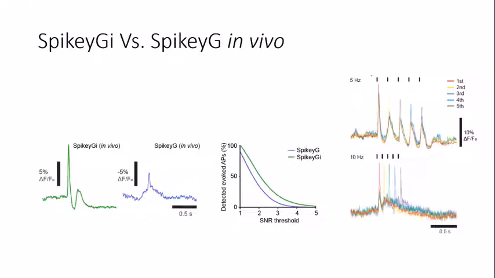I think the main reason is that in vivo, as I said, it's a pretty low photon flux condition. It's because we are having pretty low laser power compared to in vitro, and also because of the high frame rate, the negative going signals, which is the non-inverted version, are more likely to be buried in the photon shot noise at this low flux condition.